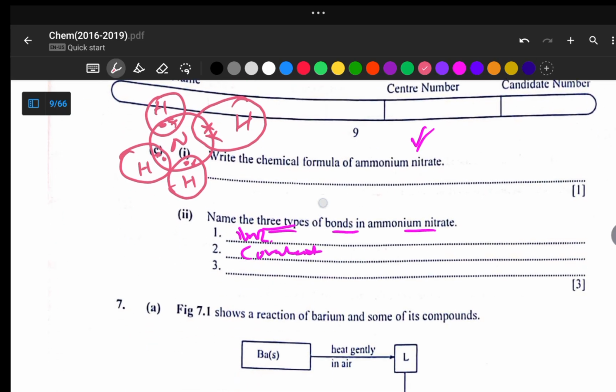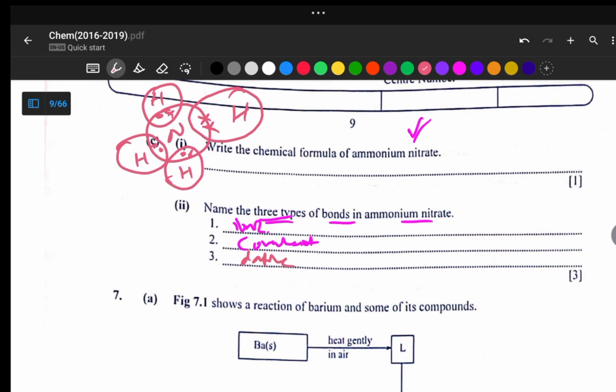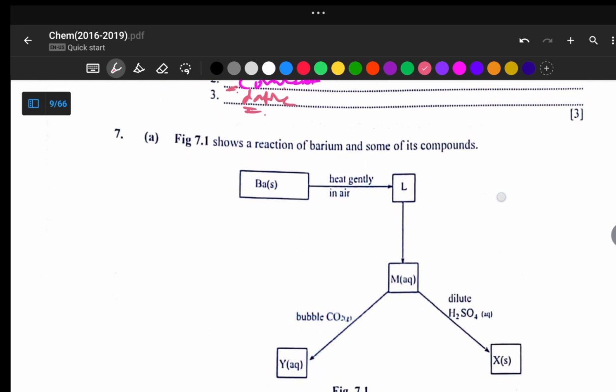So another bond we are having here is a dative bond. So a dative bond is a subtype of a covalent bond. So the properties are the same. Once a dative bond is formed, it is very, very similar to a covalent bond. It is very, very identical to a covalent bond. Are we together? So this is what you need to understand here. And then we can now proceed to number 7.